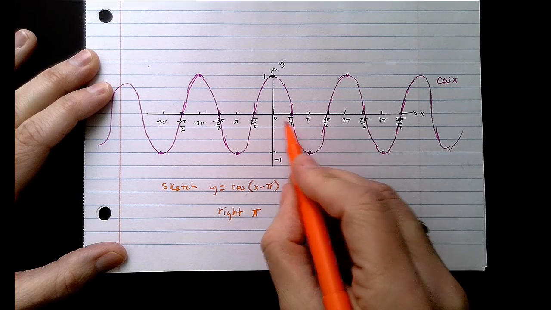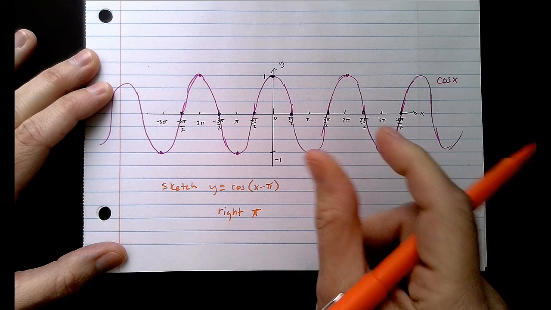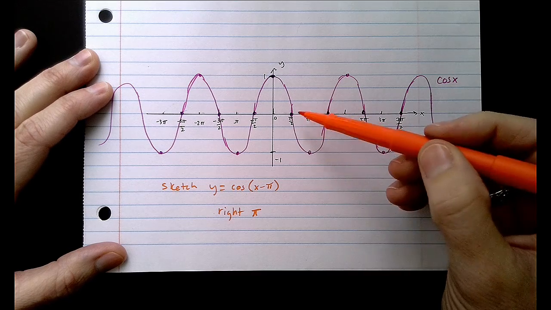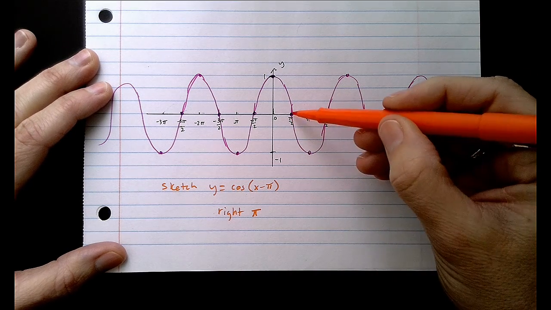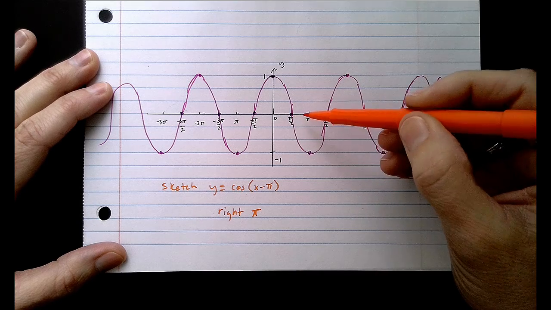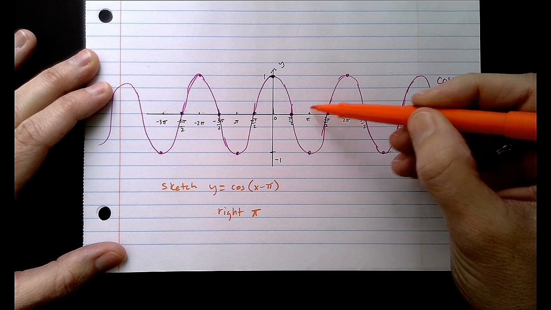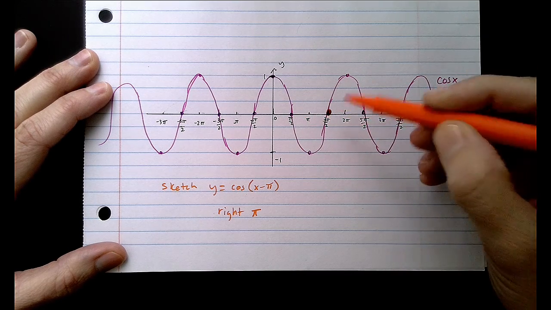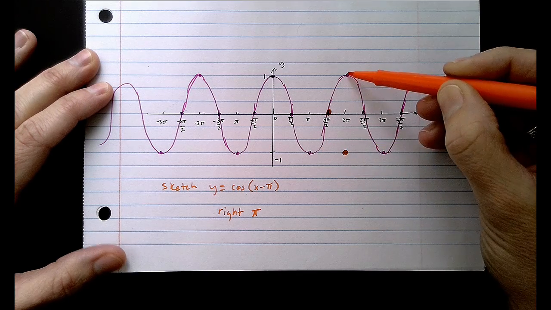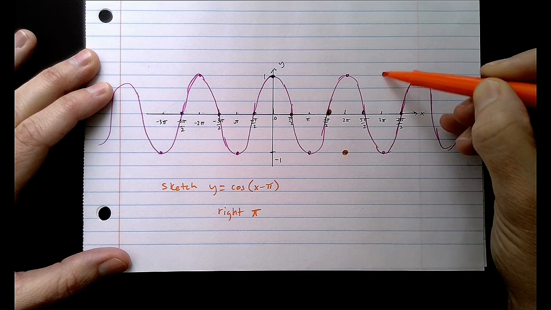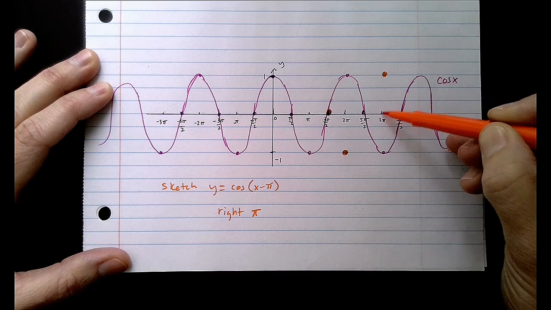Now, based on my scale, I've scaled this by halves. So in order to get to pi, I have to go 2 halves to get 1 whole pi. So let's start with this point here. I'm going to move 2 to the right, so 1, 2. So there's its new point. This point here, 1, 2. This point here, 1, 2. This point here, 1, 2.